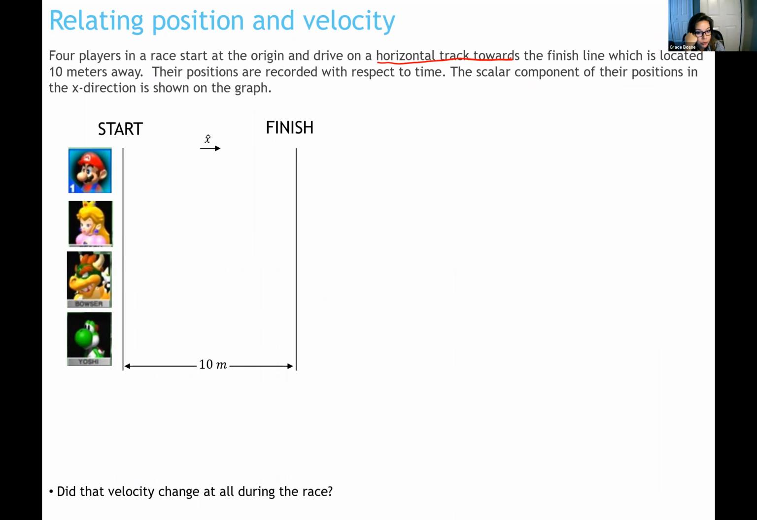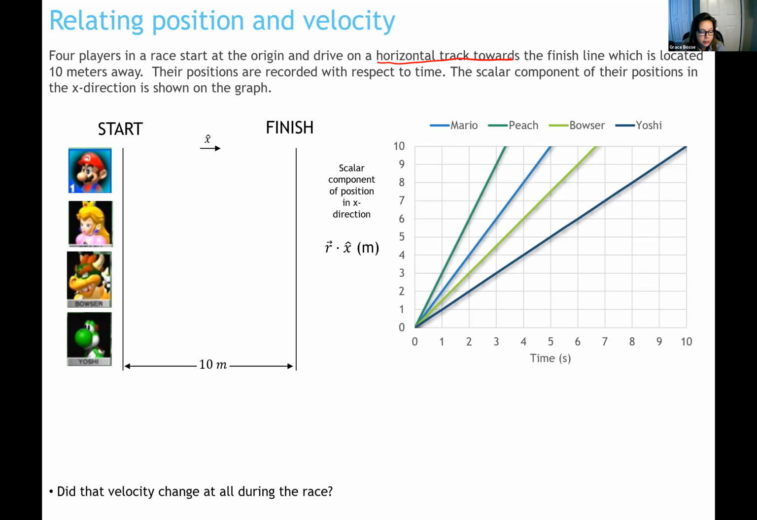I am going to record their positions as a function of time while they're in this race. And I am now going to graph the scalar component of their position in the x direction. I'm only graphing this x component, but honestly, they're only moving in the x direction. So what I'm graphing is really the norm of the position of these players during this race. Here's my graph showing their positions as a function of time. You can see on this graph who won the race, who got to the finish line first.